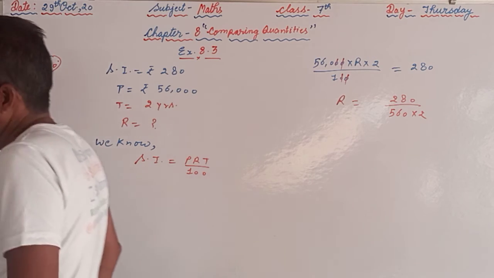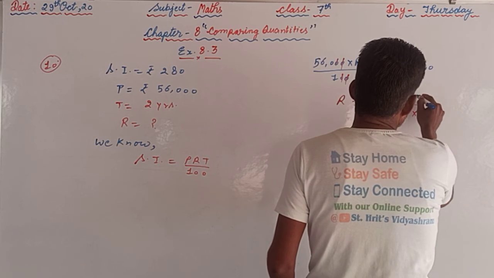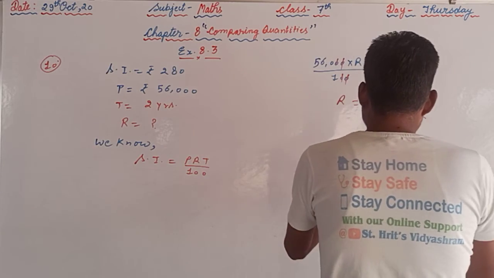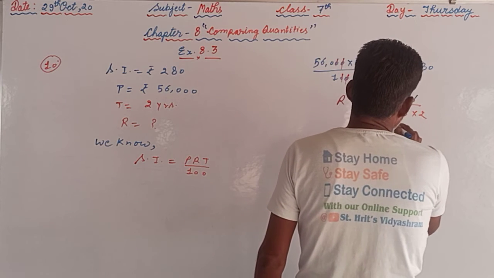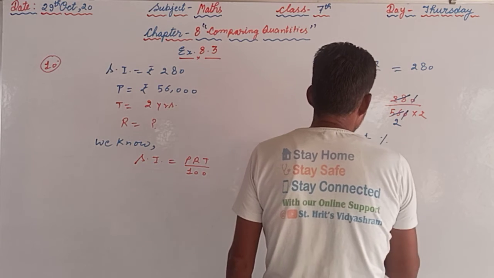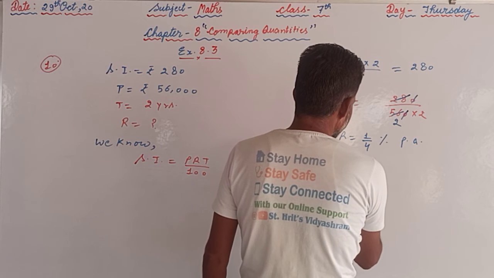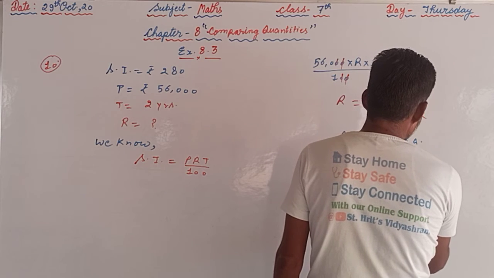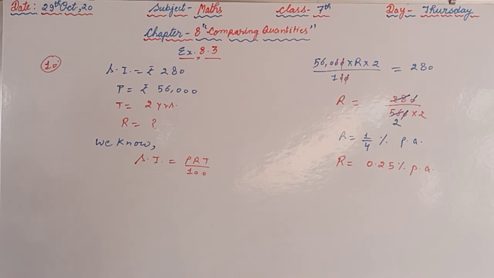And now we are supposed to see. So 0 cancels out 0, and this 28, 2 ja 56. So R will be 1 upon 4% per annum, or we can convert that fraction into decimal form, that will be 0.25% per annum. Per annum, why? Because the time has been taken in years.